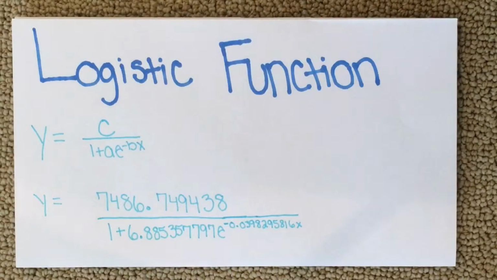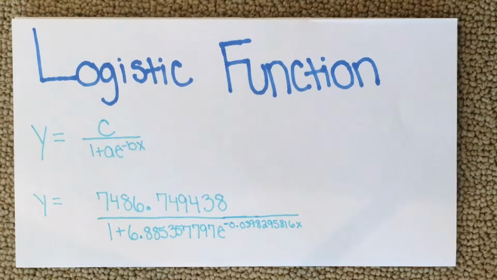The standard form for a logistic function is Y equals C divided by 1 plus A times e raised to the negative bx. Using our data, our logistic function would be Y equals 7,486.749438 divided by 1 plus 6.8853577797e raised to the negative 0.0398295816x.